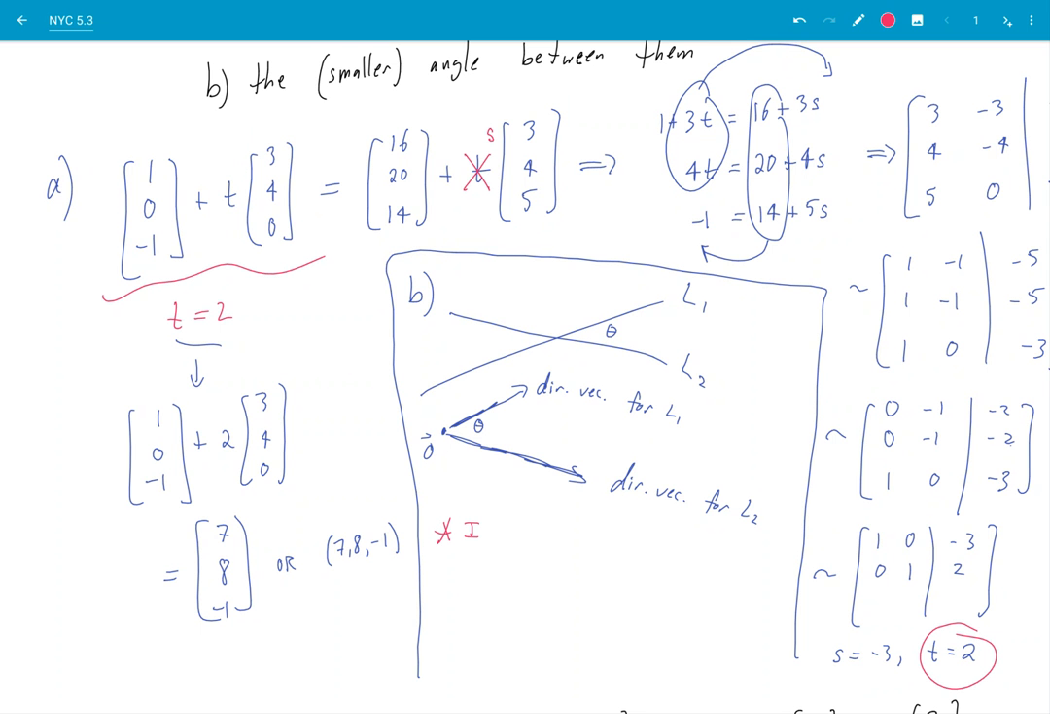So I'll write that as I want the angle between these two direction vectors. And I'll leave this to you as an exercise. And the answer is pi over 4.